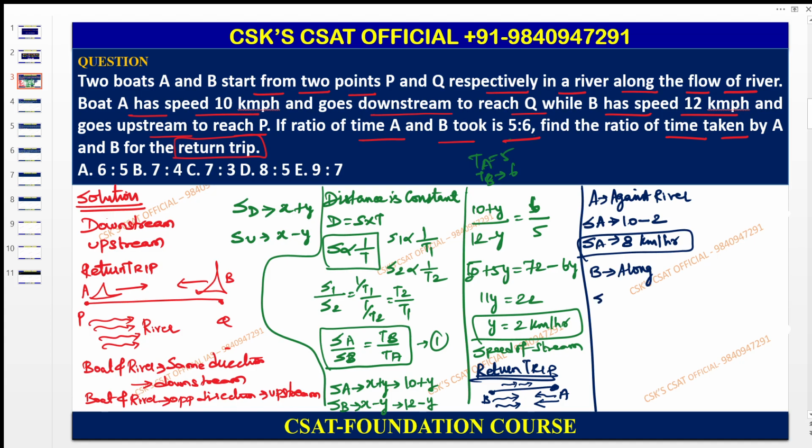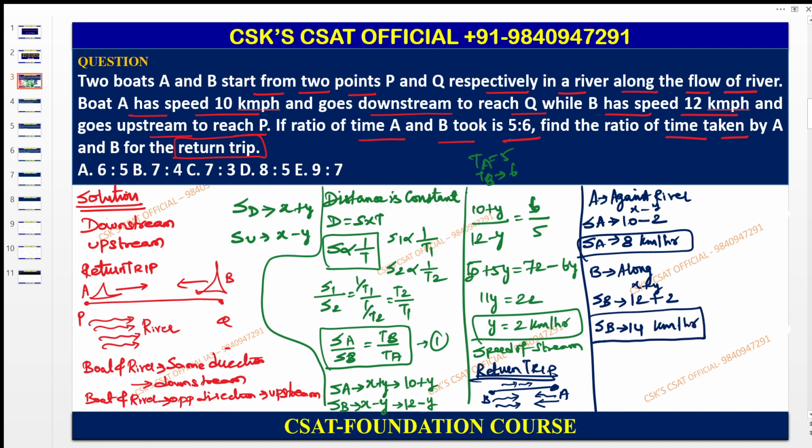Next, B is moving along, so downstream you need to calculate. Downstream means we have to add. 12 is the speed of B plus the y speed, which is 2. Just now I mentioned this is x plus y and this is x minus y. You have found y, therefore you substitute here. So SB is equal to 14 km per hour.